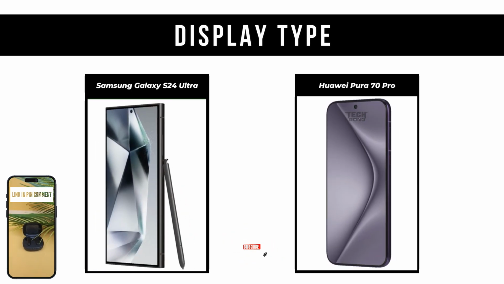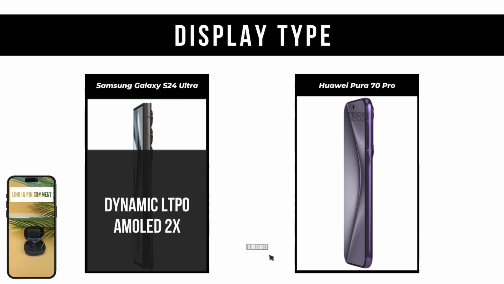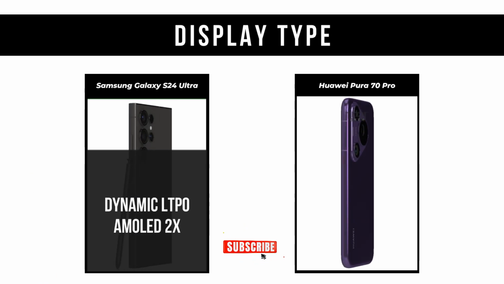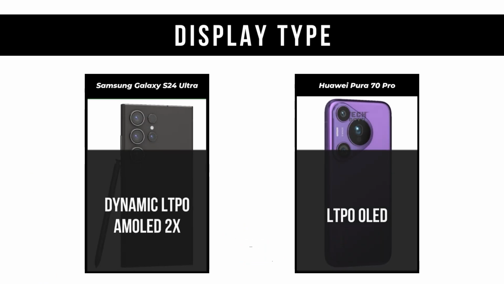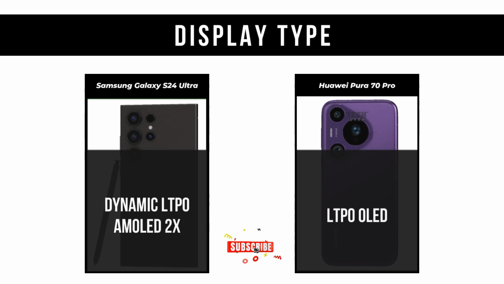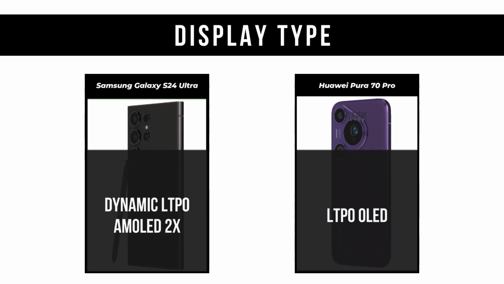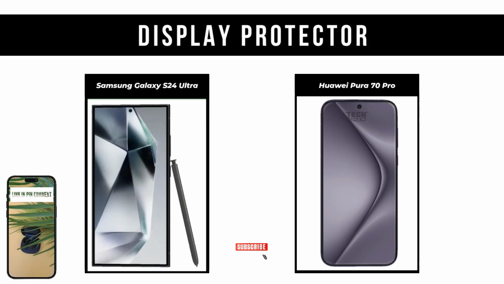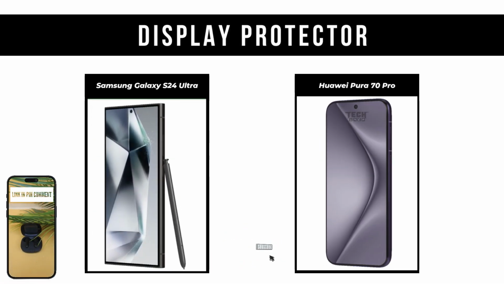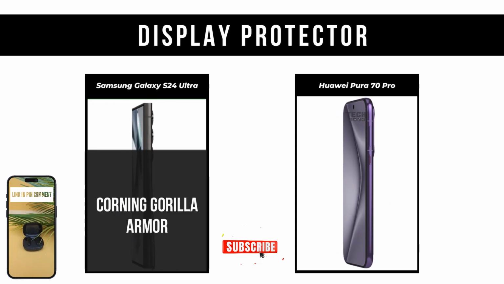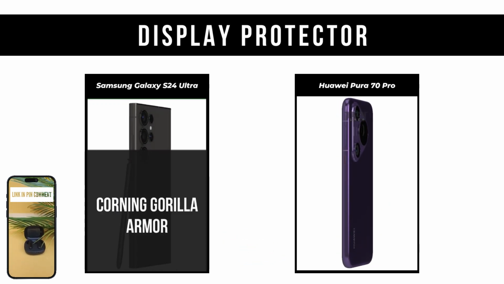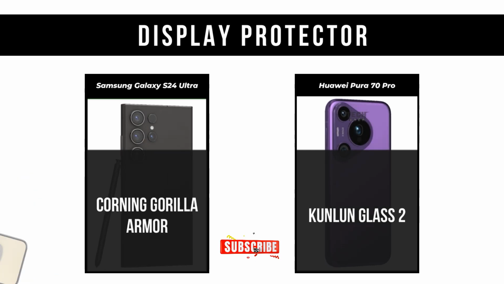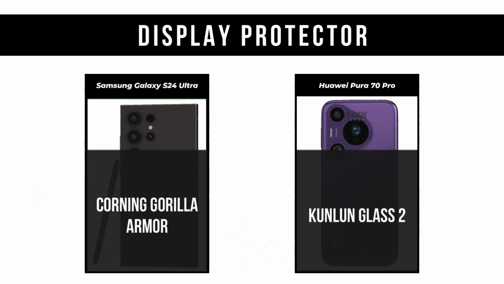Display type. Samsung Galaxy S24 Ultra is Dynamic LTPO AMOLED 2X. Huawei P70 Pro is LTPO OLED. Display protector. Samsung Galaxy S24 Ultra is Corning Gorilla Armor. Huawei P70 Pro is Kunlun Blast 2.